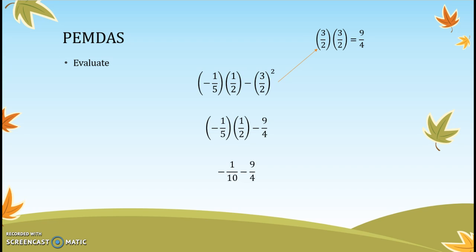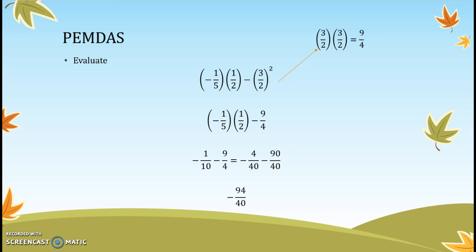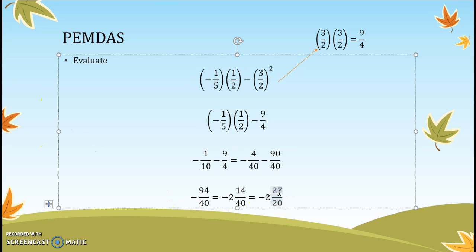In order to subtract these two, we need to have a common denominator. I chose 40, but a smaller one might be 20. So 4/40ths minus 90/40ths gives me negative 94/40ths. Moving that into a mixed number, 40 can go into 94 twice with 14/40ths left over, and then reducing down, this should be 7/20ths, dividing by half.